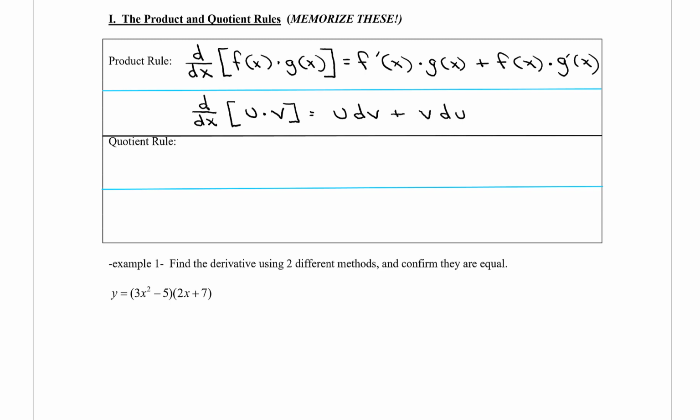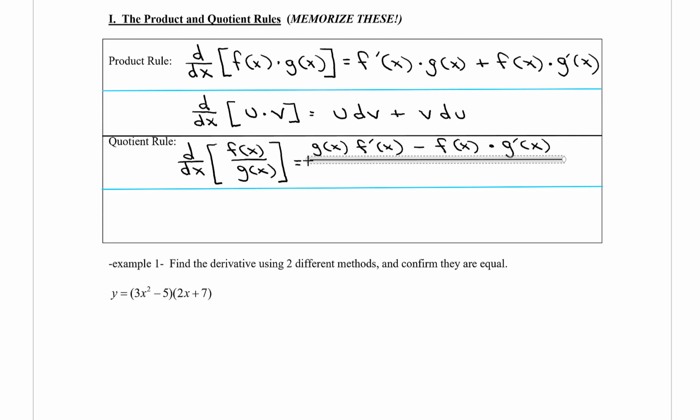The quotient rule. The derivative with respect to x of f of x divided by g of x is equal to, in here we're going to have a fraction. In the numerator, we're going to have g of x times f prime of x minus f of x times g prime of x. All over, we're going to have inside square brackets g of x, and then outside of the square brackets, we're raising that to the second power.